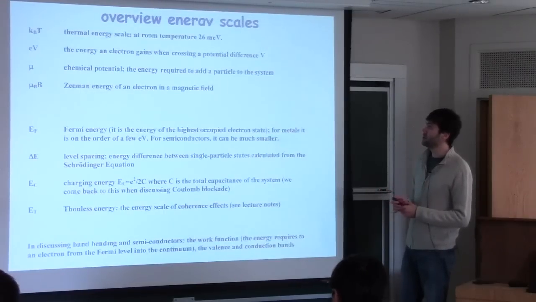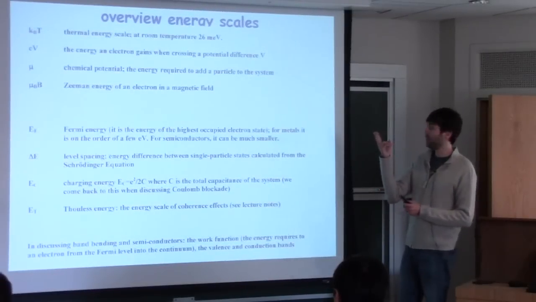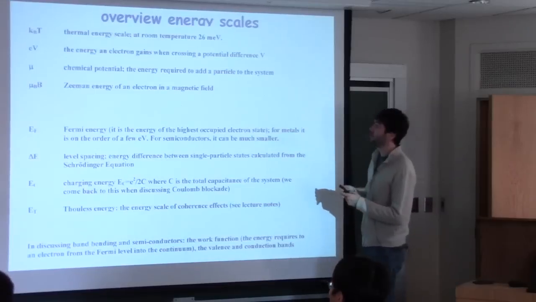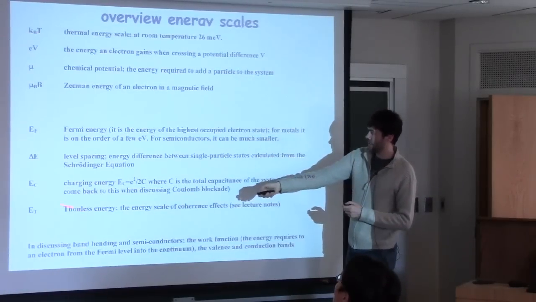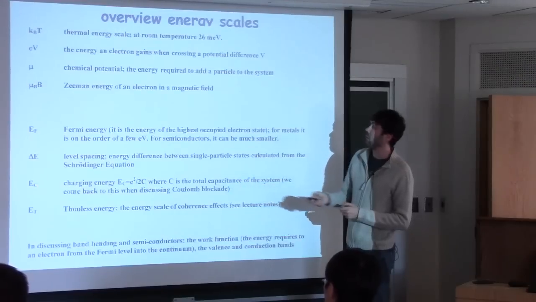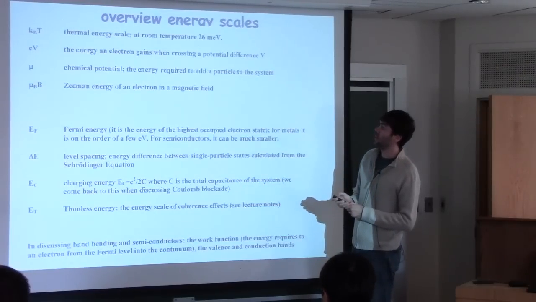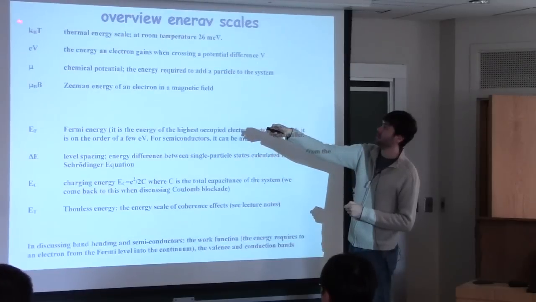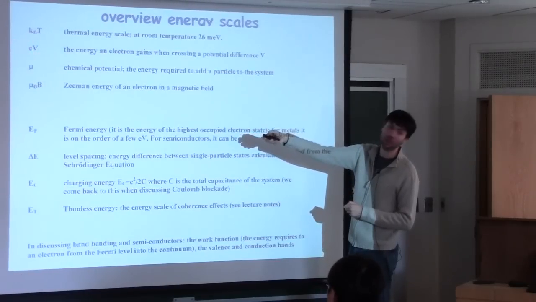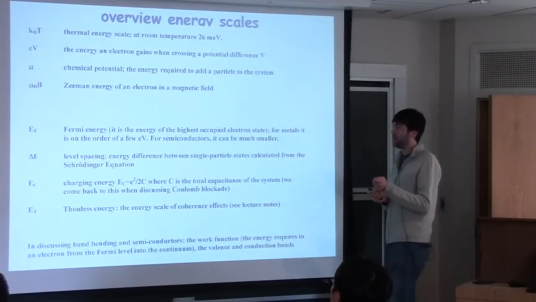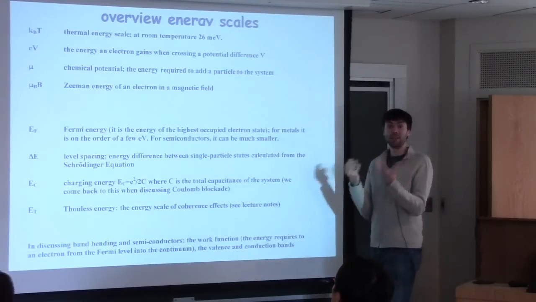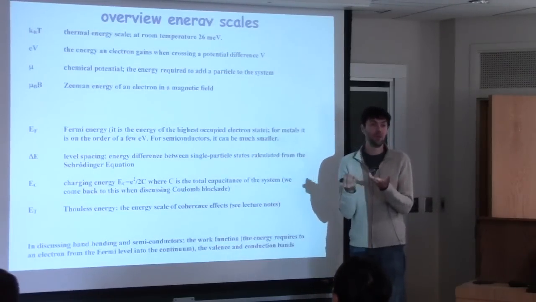Okay, so we discussed already two energy scales and the relation between them. We touched on the thermal energy scale, and down here we have the charging energy in this table. We also even indirectly touched upon this second one, the eV energy scale. This is the energy you can give an electron within your experiment.